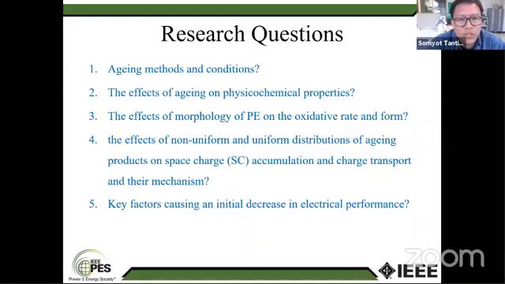This is where I want to show the morphology effect on the oxidative rate and forms. For number 4, when we consider the aging in the PE insulation, we found that it has two forms. For example, non-uniform and uniform distribution of aging, and this kind of form will affect the space charge accumulation inside the polyethylene and also charge transport. So the last question is, I would like to know the key factors causing an initial decrease in electrical performance.